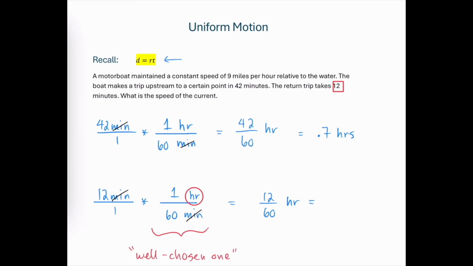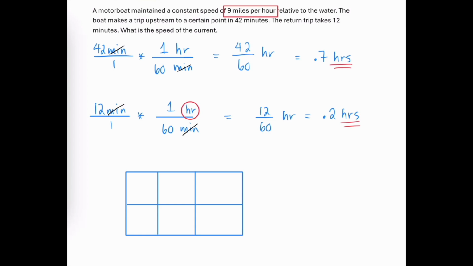When we divide this, we get 1/5 or 0.2 hours, and these are the two measures of time that we're going to use in this problem. Again, because our rate was given in miles per hour, we needed to get our time also measured in hours. Now it's time to use our 2x3 box in order to organize the given information that will help us then create an equation that we can solve.